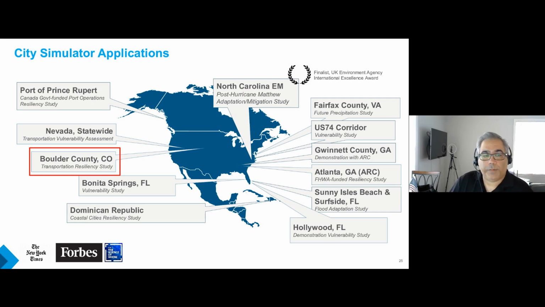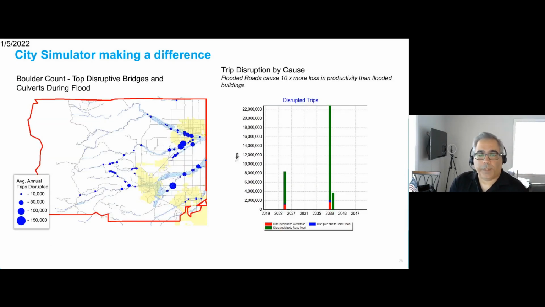First, I'll do Boulder County. We did an assessment there, Boulder County, Colorado, of their resilience and vulnerability. They had 113,000 buildings in the county that were included in the model, the entire road network, and all 325,000 people. One of the most helpful results that came out of that analysis was this map on the left. It shows the level of average annual trips disrupted at each of the culverts and bridges in the county. There's about 200 of them.